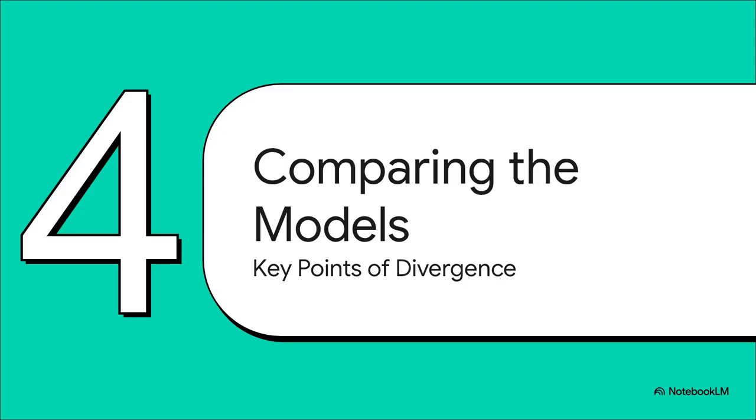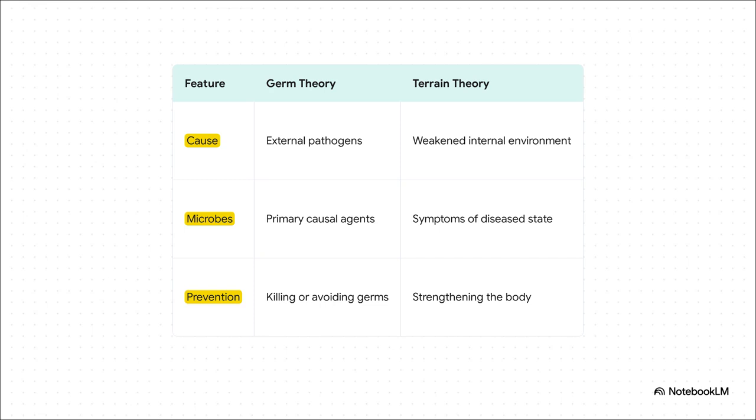So now that we've outlined both frameworks, let's put them right next to each other and see where their core assumptions really differ. And when you see them side by side, the contrast is pretty clear. Germ theory points to external pathogens as the cause of disease, so naturally, the focus for prevention is on killing or avoiding those germs. But terrain theory points to a weakened internal environment, so for prevention, the focus shifts to strengthening the body's own terrain. The role of the microbe completely changes, from being the primary cause to being a symptom of an existing imbalance.